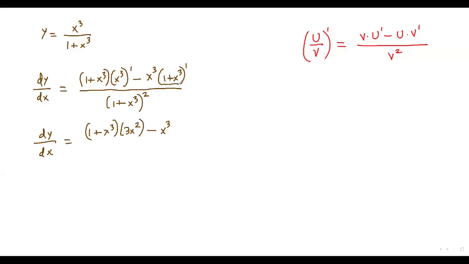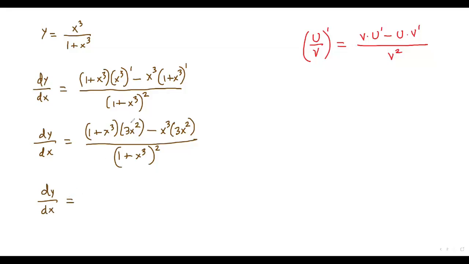So now I have to get the derivative of this 1 positive x cube. When I find the derivative of this constant 1, it will become 0. And when I get the derivative of this x cube, I'm getting 3x square using the power rule of derivative, over (1 positive x cube) the whole square.